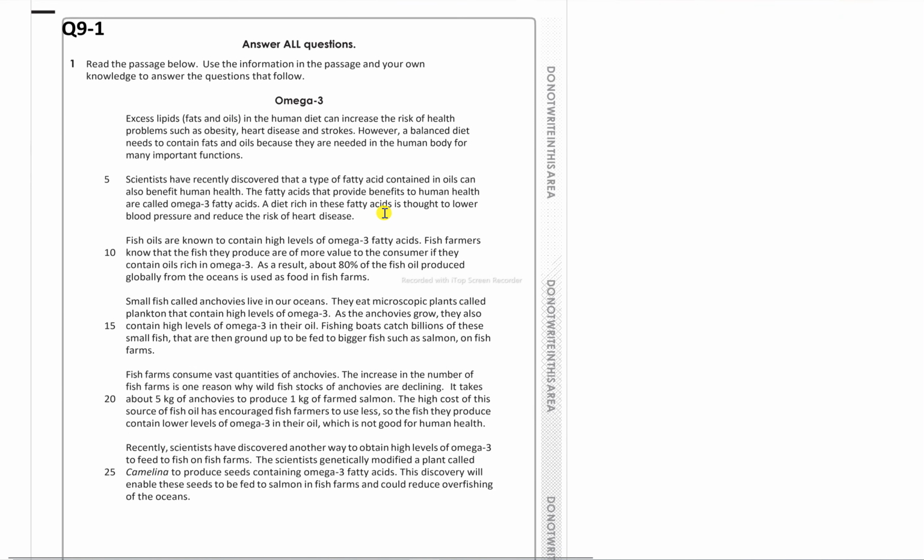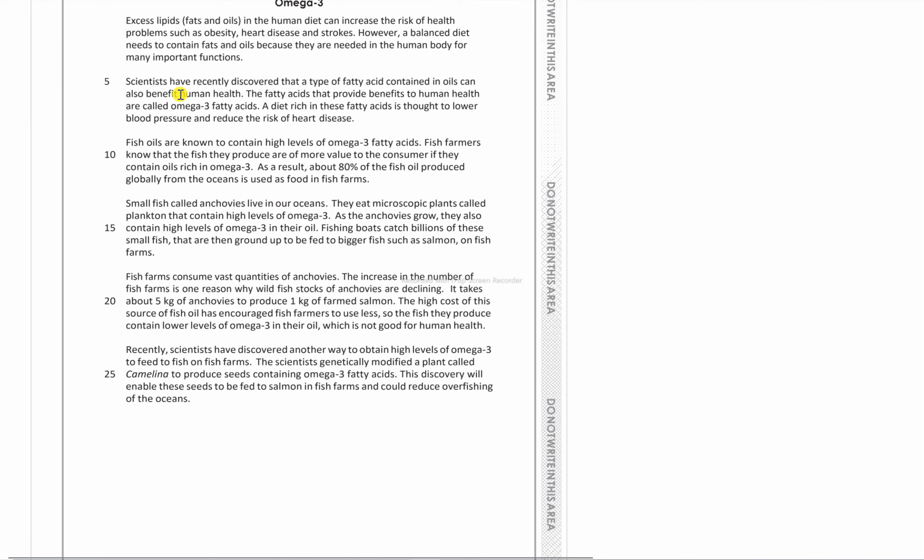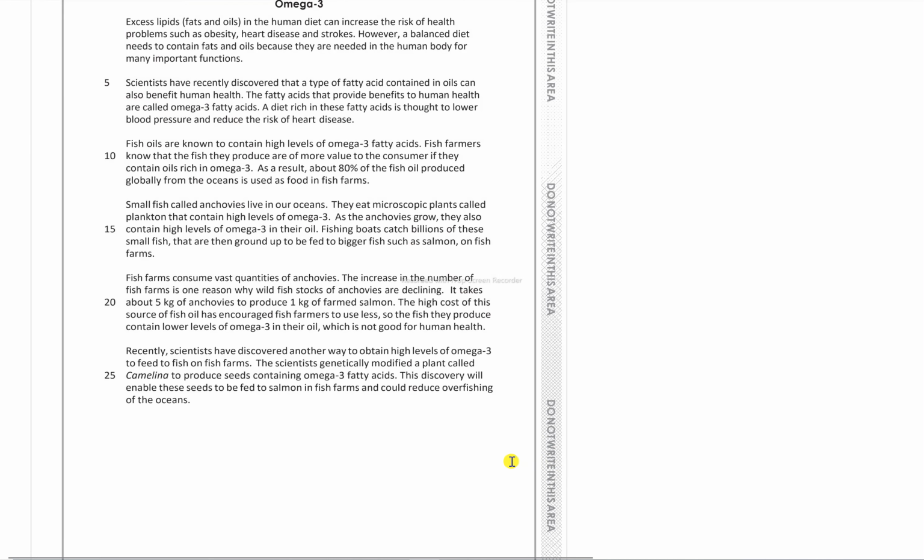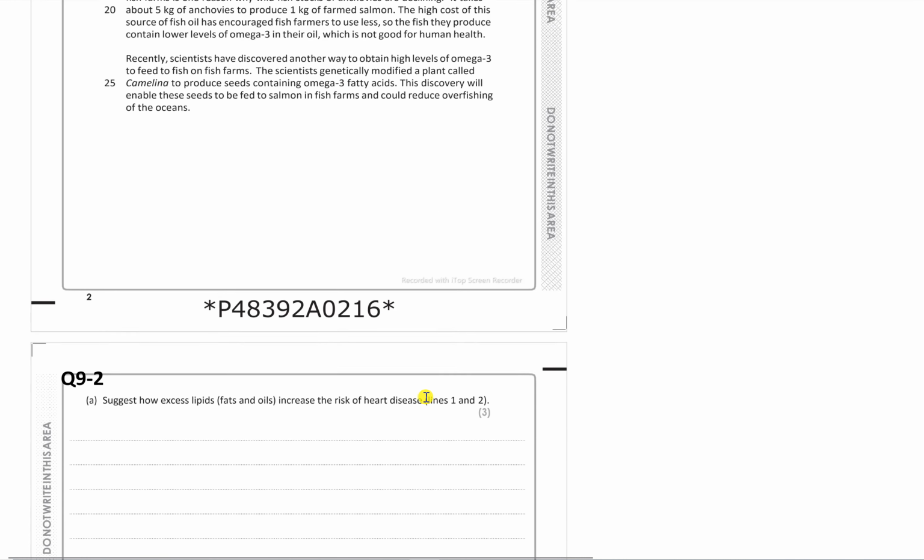Right, let's move on. Right, we need to read this. Excess lipid, fat, oils in the human diet can increase the risk of health problems. However, a balanced diet, yep, and it goes all the way through all this. You can read this from there to there. It's talking about overfishing. Right, okay.